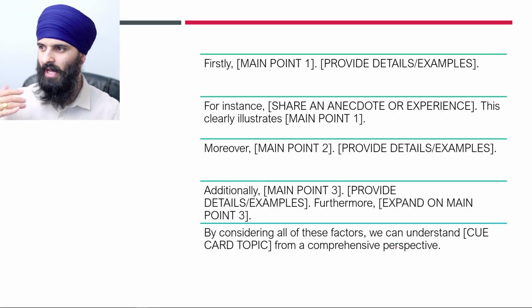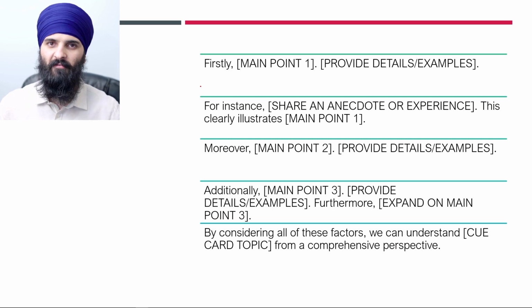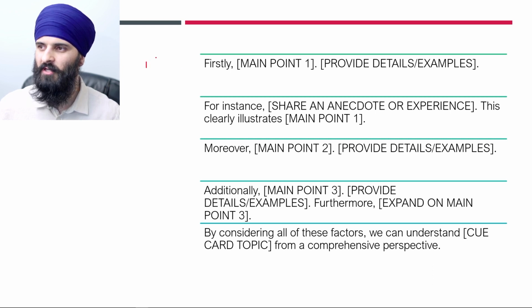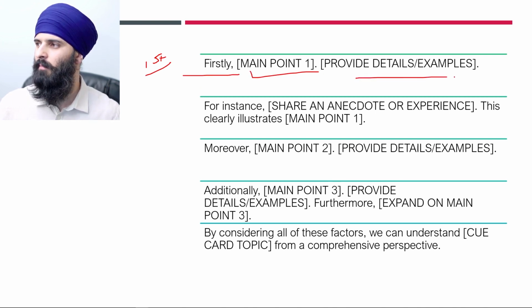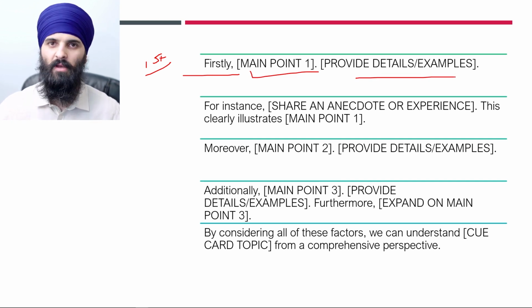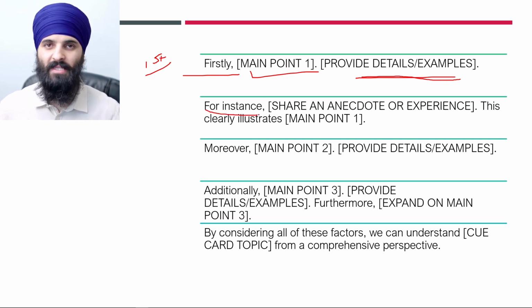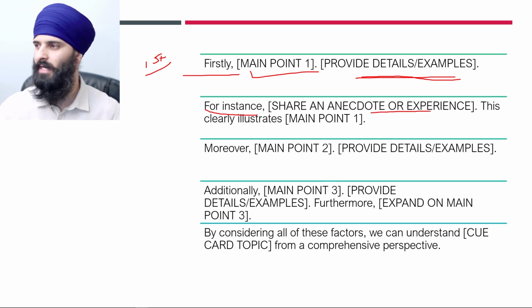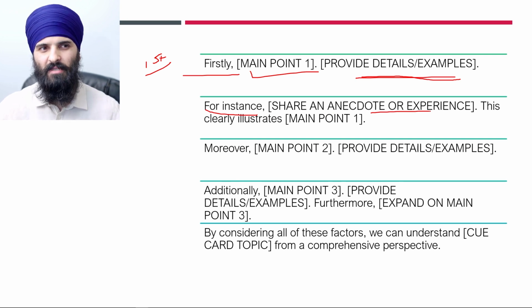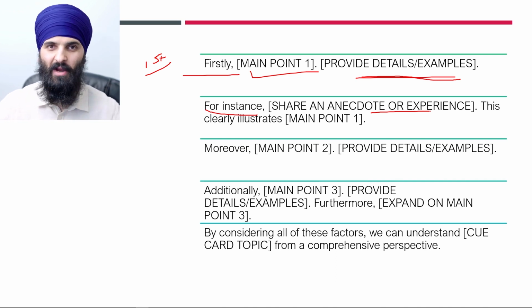Now let's quickly have a look at this framework. When you're talking about the first point, you've done the introduction, right? Introduction is done, and now you're ready to talk about the first idea. Say firstly, and then lay down the main point, provide some details and examples. Once you start providing details and examples, use these words. When you're talking about an example, say, for instance, that's a good one to use. Then share a quick anecdote or an experience. For instance, I went to a friend's wedding just a few weeks ago, and I think they wasted a lot of money because it was such a big wedding, too many people there. So you get the gist of it, right? That's how you want to use it.